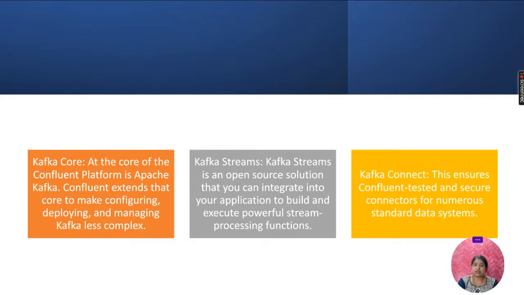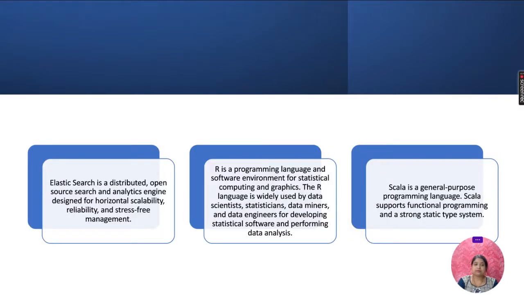Kafka Streams is an open source solution that you can integrate into your application to build and execute powerful stream processing functions. Kafka Connect ensures Confluent-tested and secure connectors for numerous standard data systems. Then we have Elasticsearch. It's a distributed open source search and analytics engine designed for horizontal scalability, reliability, and stress-free management. R programming is a programming language and a software environment for statistical computations.